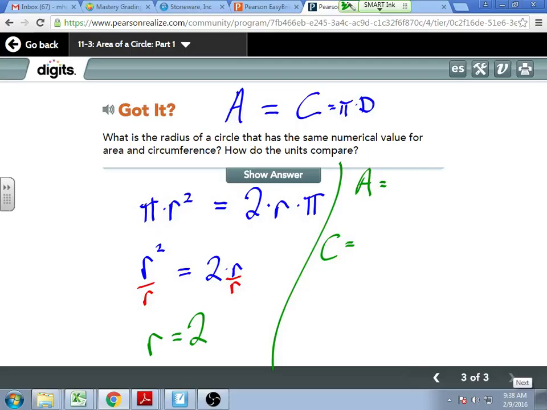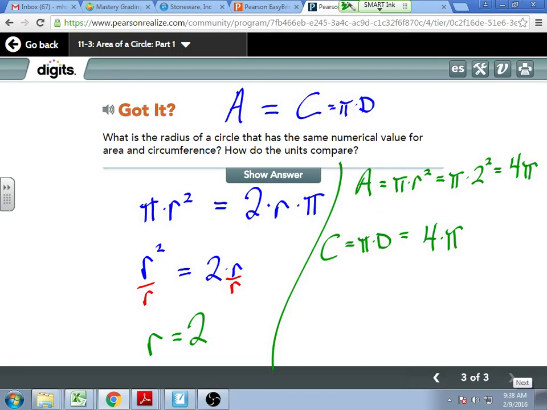Area is pi r squared. I was doing circumference in my head. So if we do pi r squared, if my radius is 2 squared, I get 4 pi. My circumference is pi times the diameter, which, if my radius is 2, my diameter is 4, and I again get 4 pi. They come out to be the same numerical value. They're not actually equal because they're not the same label, but they get the same numerical value.